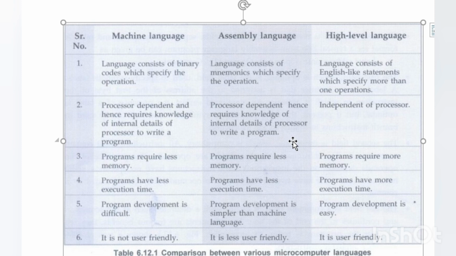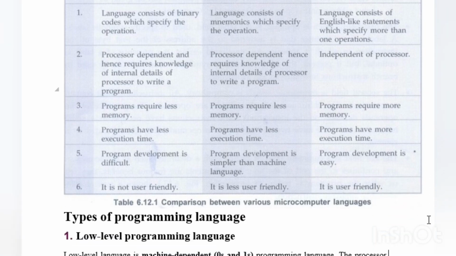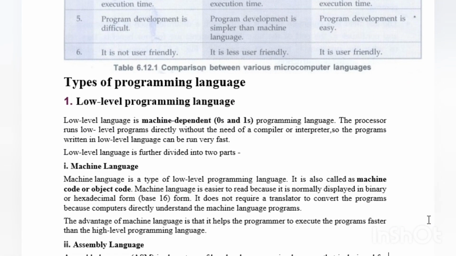High level language program development is easy as it's in English. Assembly level language, it's simpler than machine level language, and machine level language, it is very difficult to develop a program. High level language is user friendly as it's written in English. Assembly level language is less user friendly as compared to high level language, and machine level language is not at all user friendly.